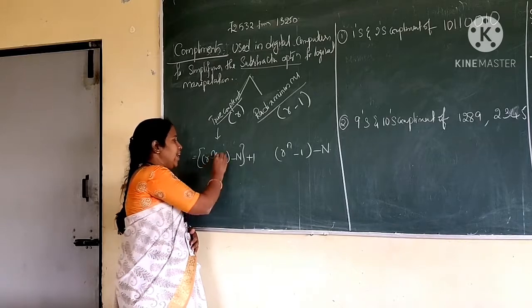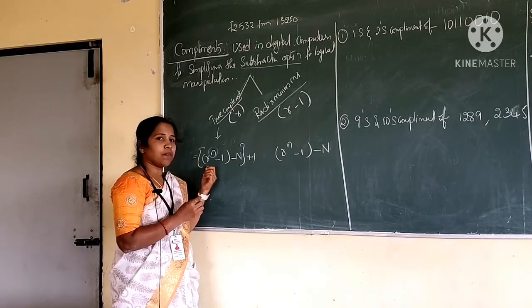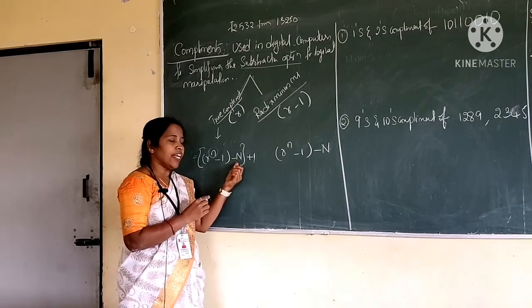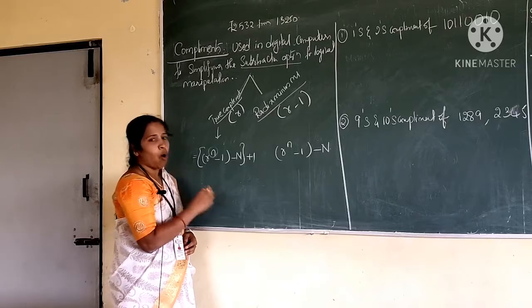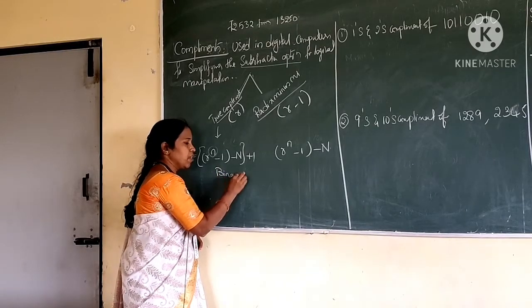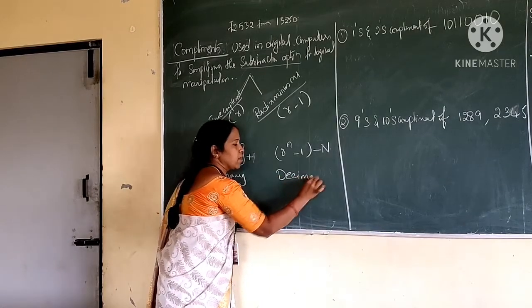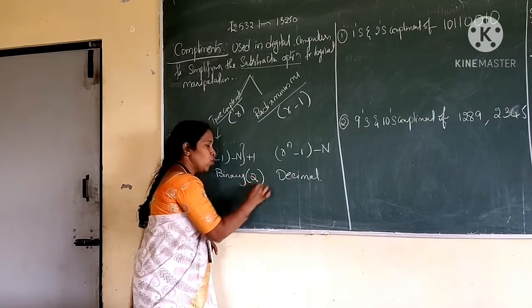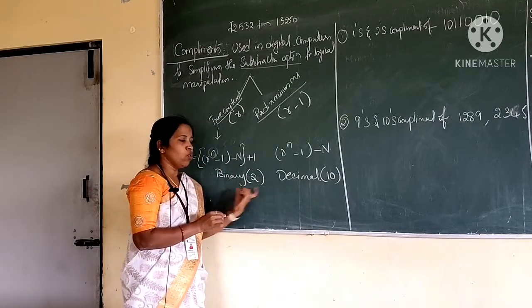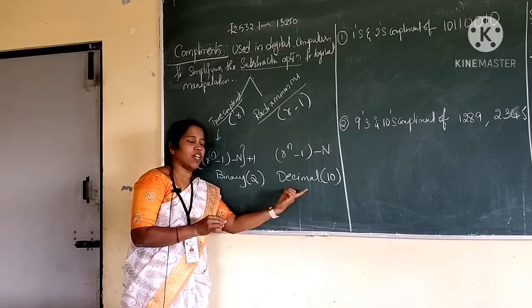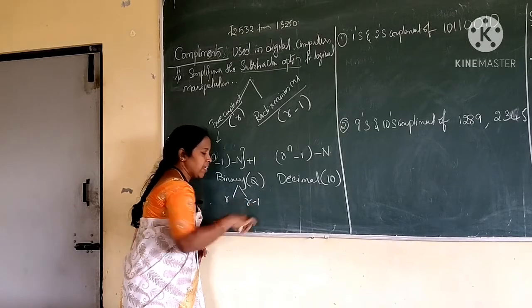Here n is the number of digits or number of bits within the given number, and R is the base of the number system. These two complements are applied for the binary as well as the decimal number system. For binary, 2 is the radix, and for decimal, 10 is the radix. In both cases you have two complements: R's complement and R minus 1's complement.